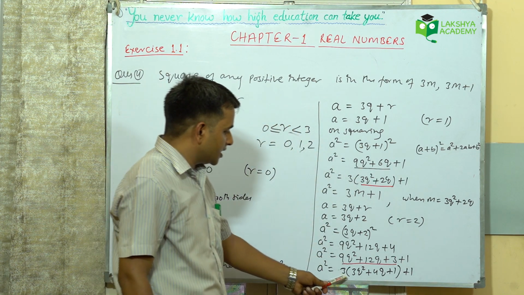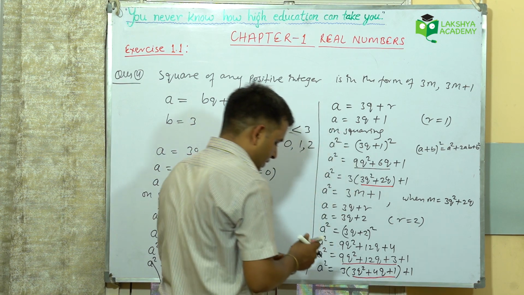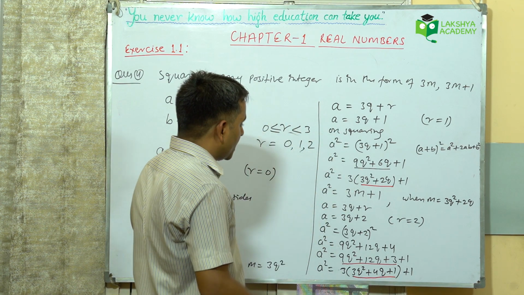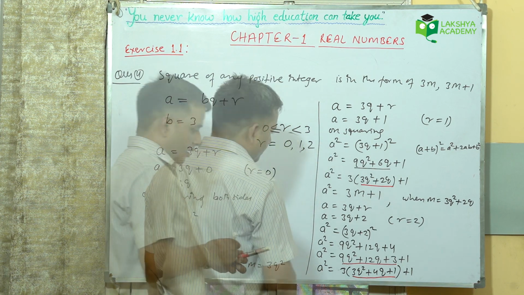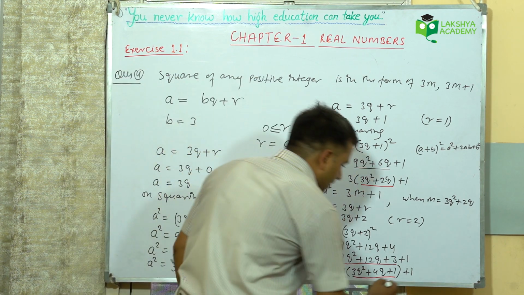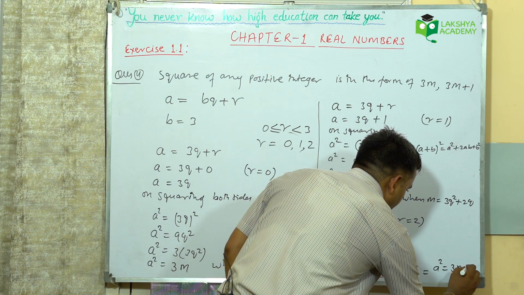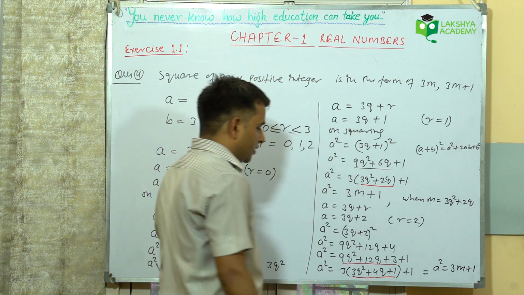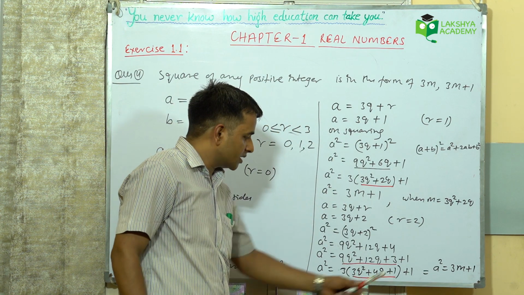Now this expression is in the form where we write this as M. So we got A square equals 3M plus 1. We can again rewrite it as A square equals 3M plus 1, where M is 3Q square plus 4Q plus 1.